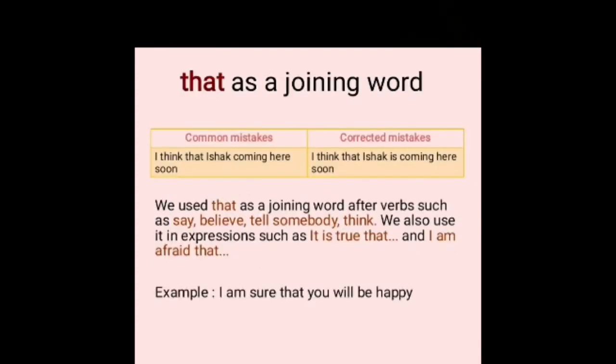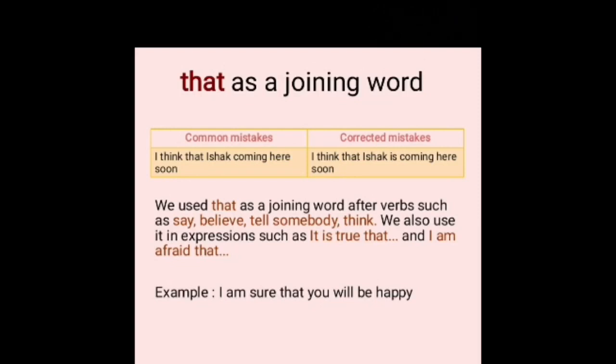Next, we move to that as a joining word. Look at the common mistake. I think that is hot coming here soon. So for the corrected mistake, I think that is hot is coming here soon. So we use that as a joining word after verbs such as say, believe, tell somebody, think. We also use it in expressions such as it is true that and I am afraid that. For example, I'm sure that you will be happy.